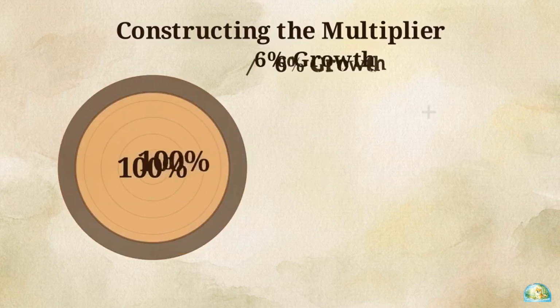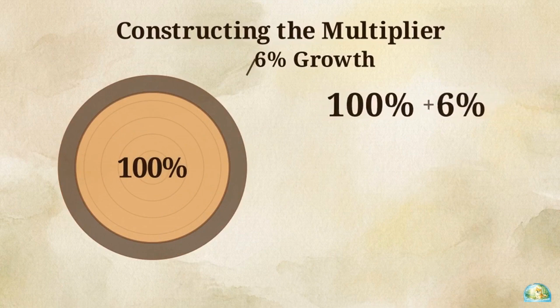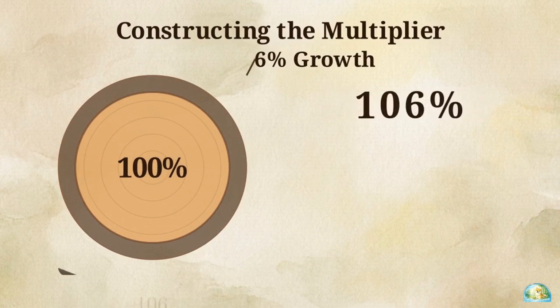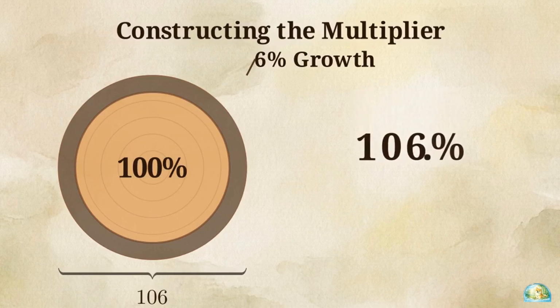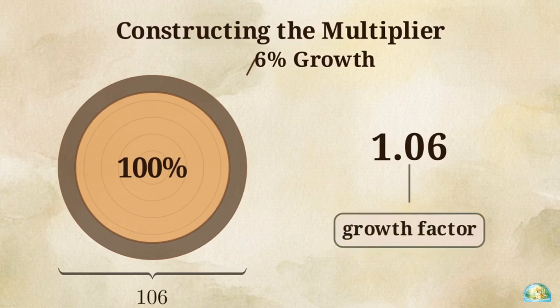Next, we add our 6% increase to that original baseline. This brings our new total up to 106% of the original population. Finally, we convert that 106% into its decimal form, giving us a final growth factor of 1.06. Anchoring the rate of change to that 100% baseline is the necessary first step to constructing an accurate exponential multiplier.